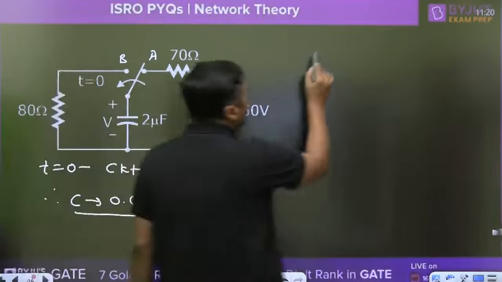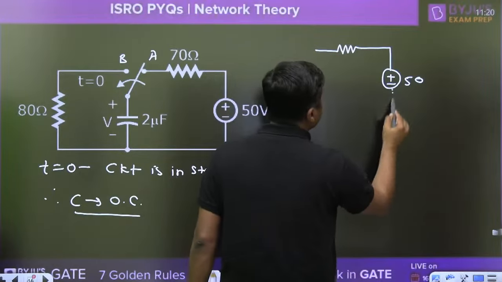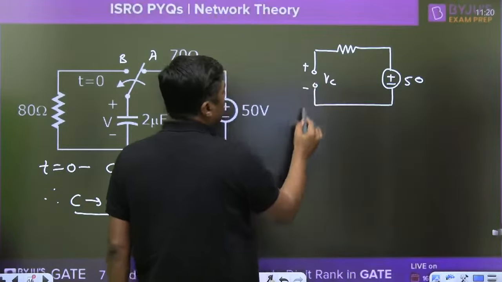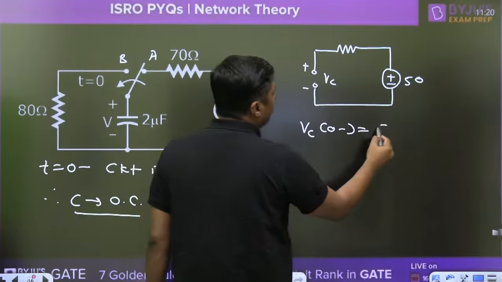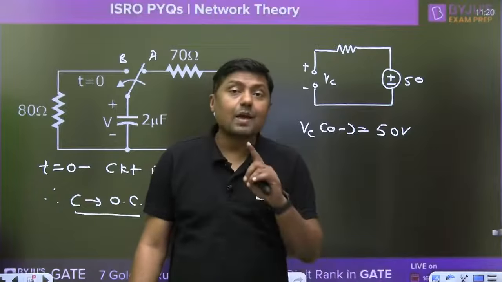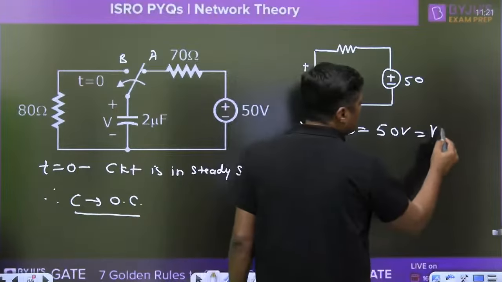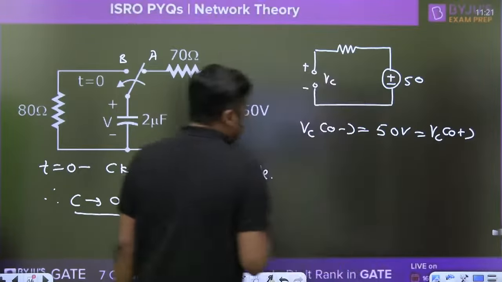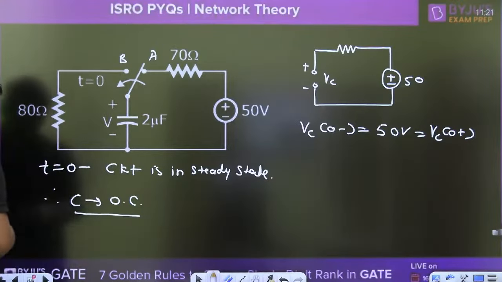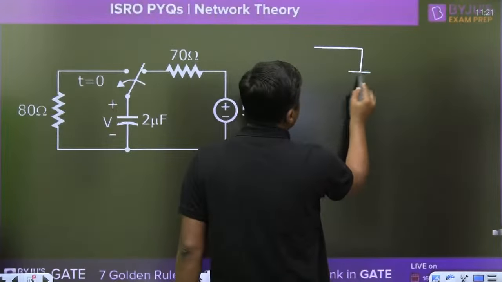When this capacitor acts as an open circuit, then you can find the initial voltage across the capacitor. Initial voltage across the capacitor, VC(0 negative), will become 50 volt. Now, what is the nature of the capacitor? Capacitor does not allow sudden change of voltage. So it will become VC(0 positive) equal to 50 volt. Now, this is the voltage across the capacitor. When the switch moves from this position to this position, it will become a source-free RC circuit. What is this? Source-free RC circuit.